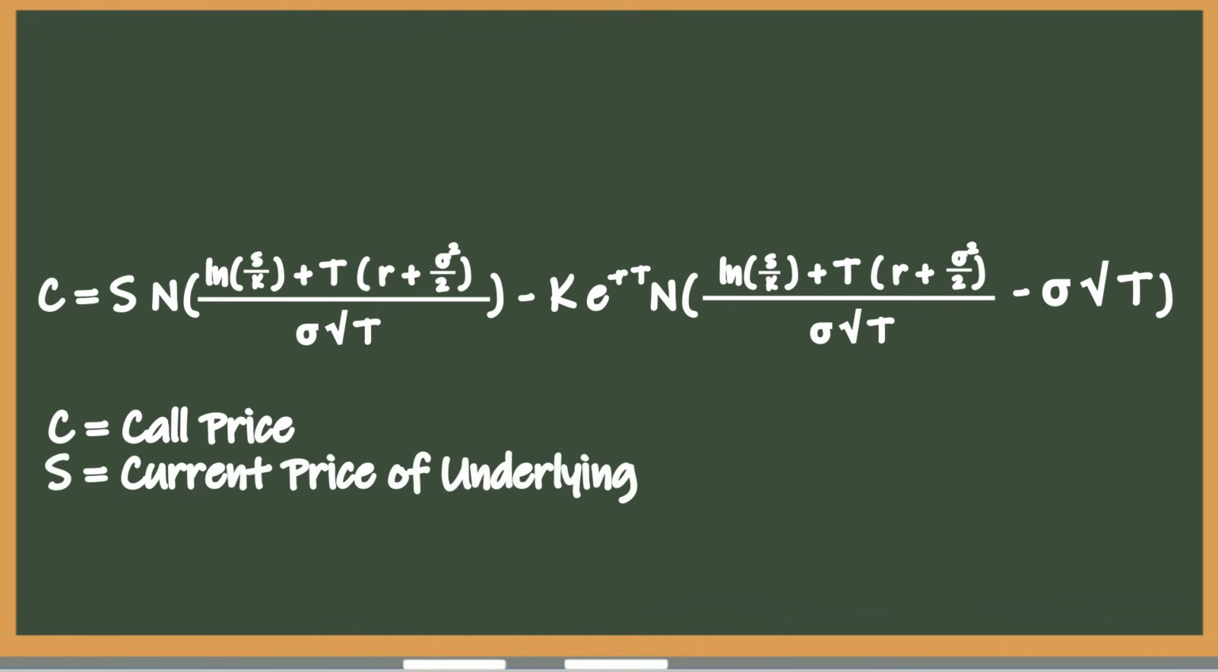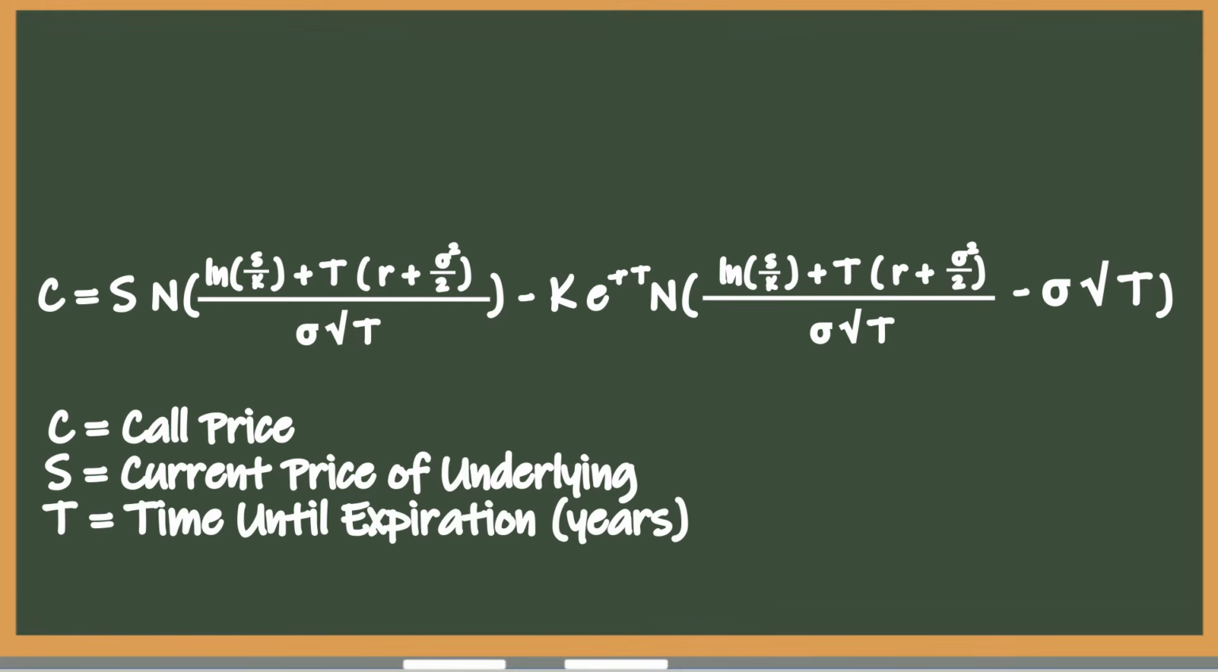S is our underlying's current price. For example, today we will be assuming the underlying is a stock, but in reality an underlying can be any asset. T is our time component and is assumed to be in years unless otherwise noted, where T equals 1 is equal to 1 year. Sigma is our underlying's volatility. This is an annualized number unless otherwise noted.